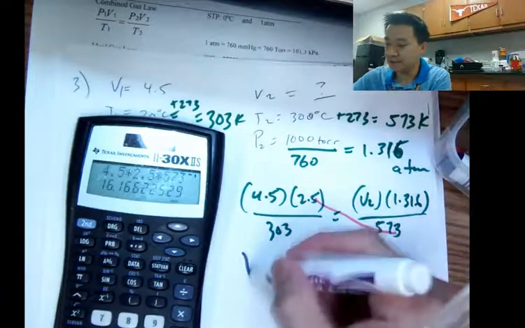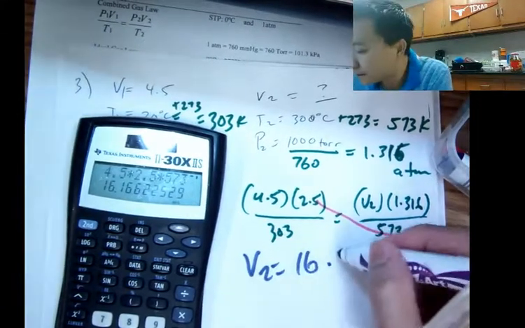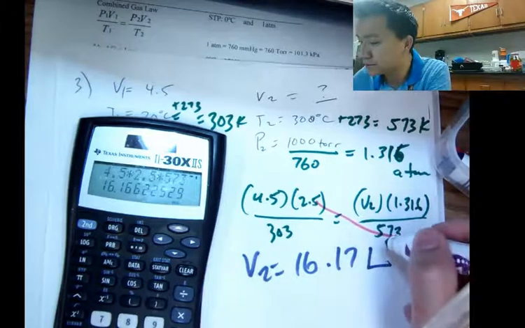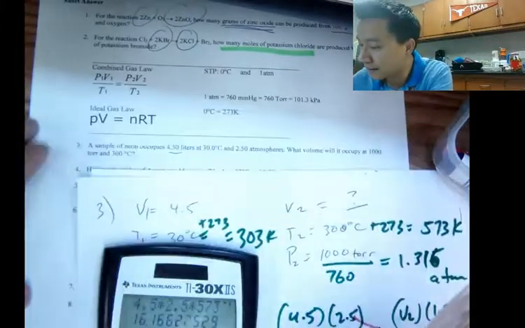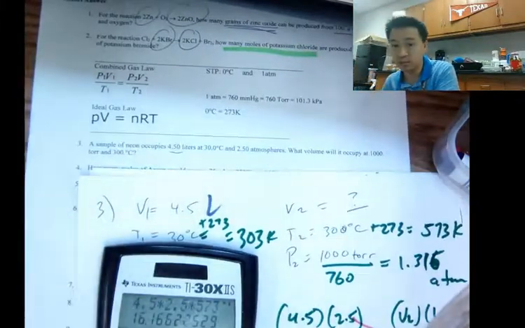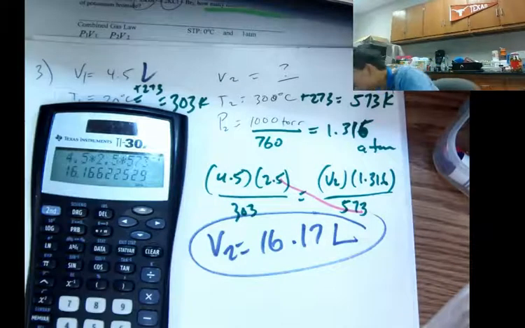So my V2 is 16.17 liters. The first one's liter, right? Yeah, liter. So V2 will be liters as well. Okay. That is number 3.